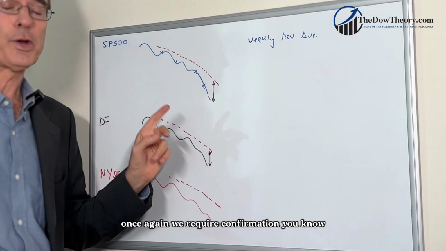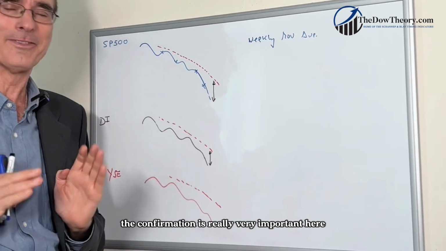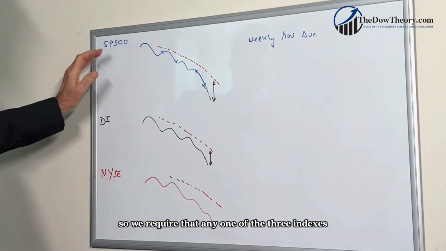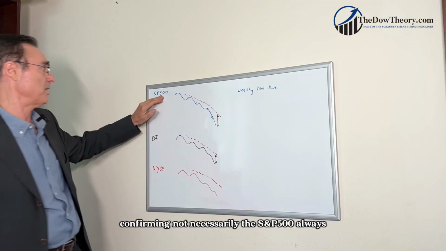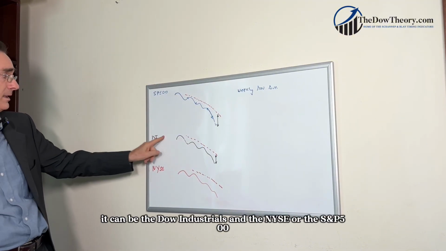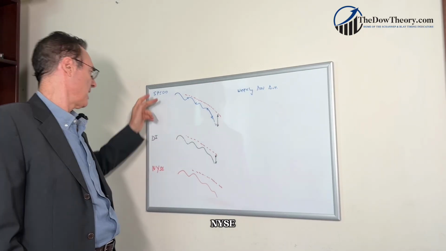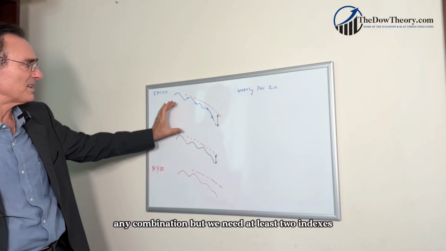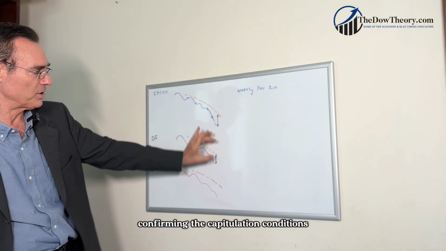Once again, we require confirmation. You know that confirmation is really very important here. So we require that any of the three indexes confirm, not necessarily the S&P 500 always. It can be the Dow Industrials and the NYSE, or the S&P 500 and the NYSE, any combination, but we need at least two indexes confirming the capitulation conditions.